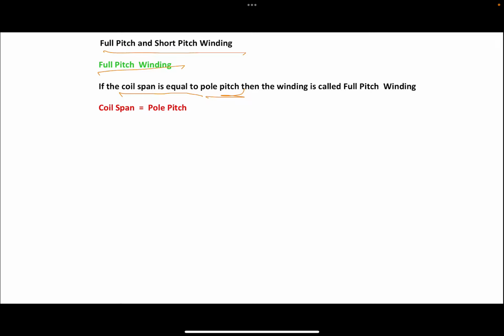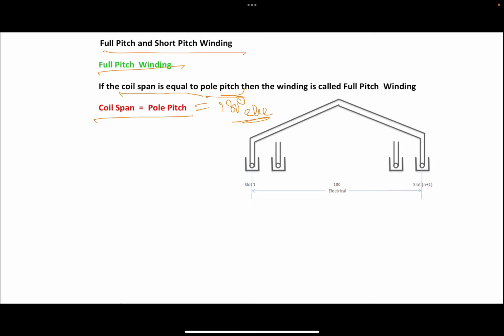So let's correlate here. If the coil span is equal to pole pitch, which is equal to 180 degrees electrical, then we can call it full pitched winding.